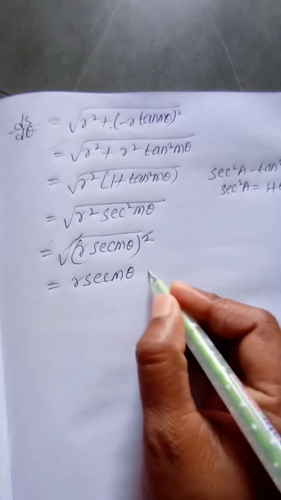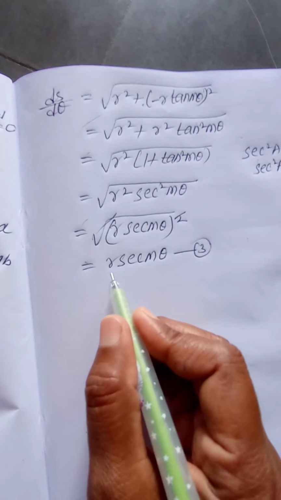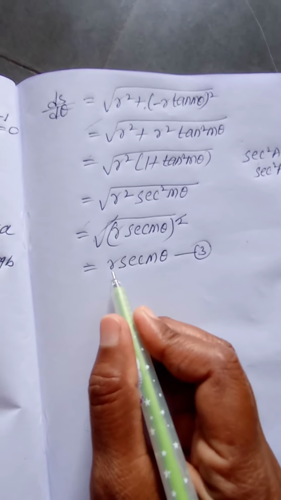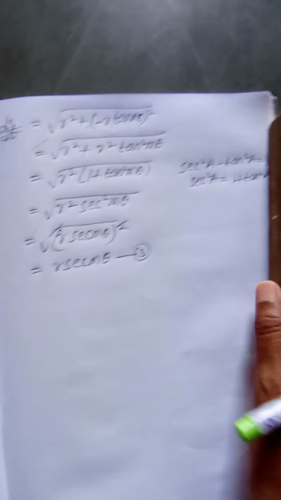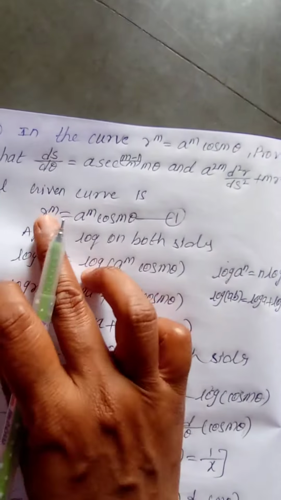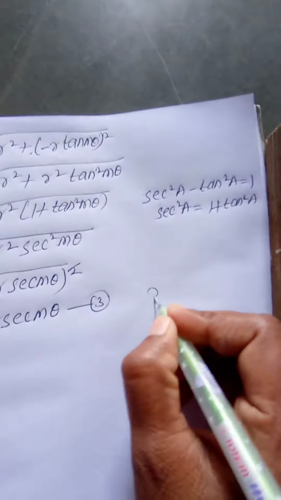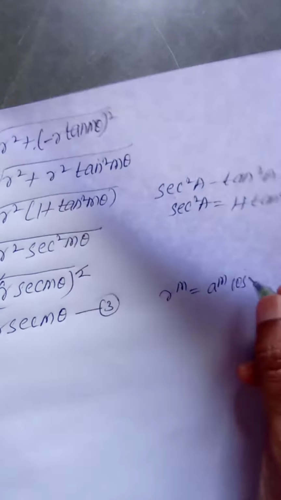So this is equation 3. Next, here substitute the r value. We know the r value from equation 1. Equation 1 is r to the power of m equal to a to the power of m cos m theta. This is equation 1.